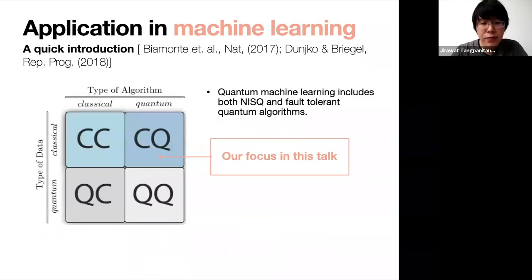And the field of quantum machine learning can be divided into four sections, depending on whether you're solving a classical problem or a quantum problem, and whether you use classical algorithms or quantum algorithms. And the field itself refers to both NISQ and fault-tolerant quantum algorithms. In our talk, we're gonna focus more on the quantum algorithm for classical problems.